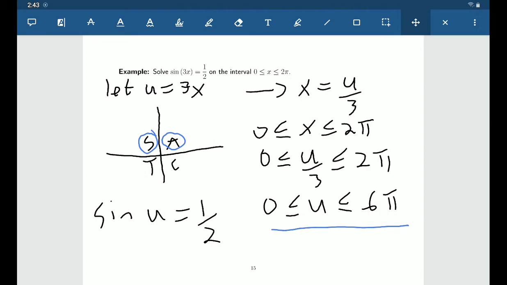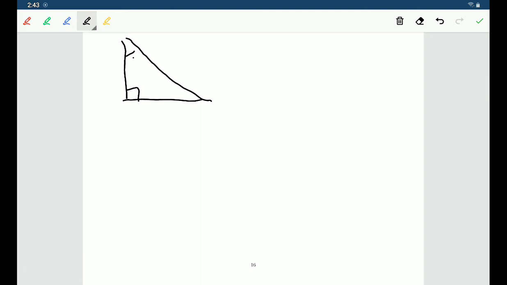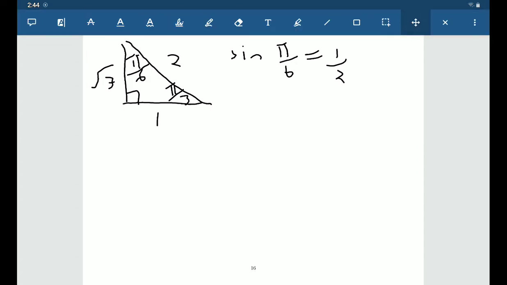Just going to quickly jot down my special triangle. So I know that this is the 30, 60, 90 triangle, and I know from my special triangle that sine of pi over 6 is opposite over hypotenuse. Sine of pi over 6 is a half. And that's the first angle that I'll have, pi over 6.